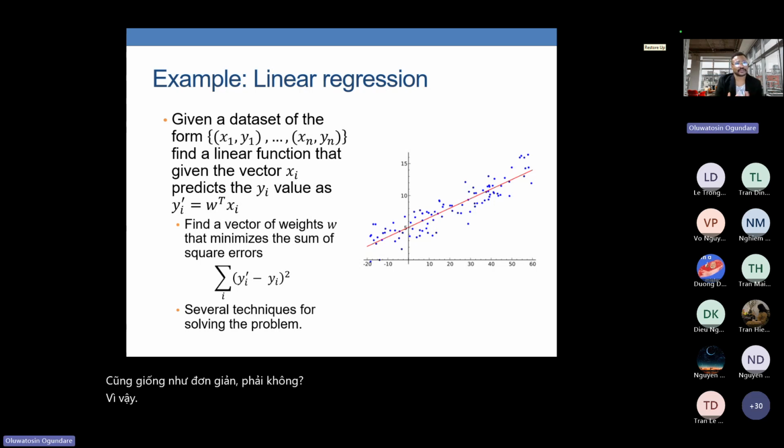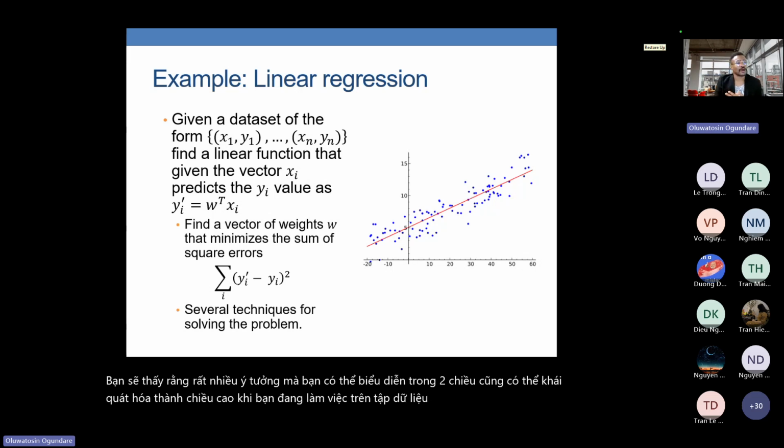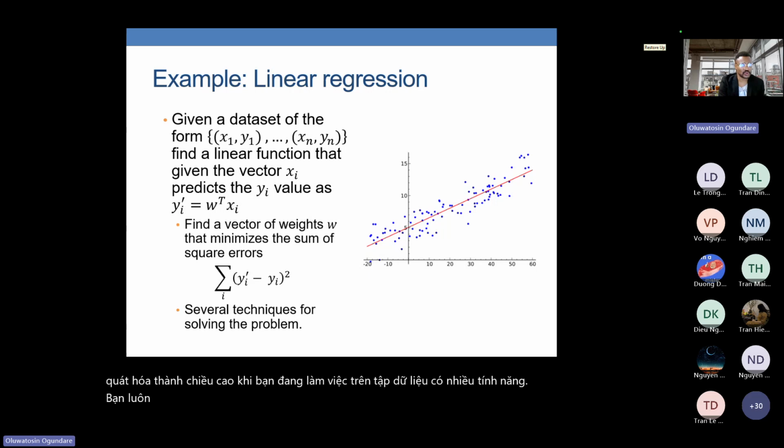You would find that a lot of the ideas that you can represent in 2 dimensions can also generalize to high dimension. When you're working on your data set that has many features, you can always think about the simplest form of it in 2 dimension, and whatever solution you have in 2 dimension, usually it could generalize to high dimension. It would work as well.